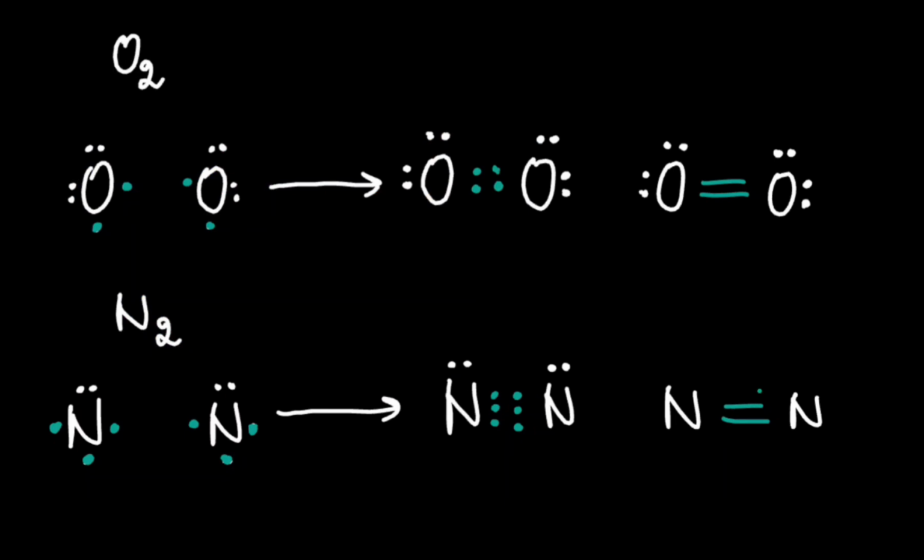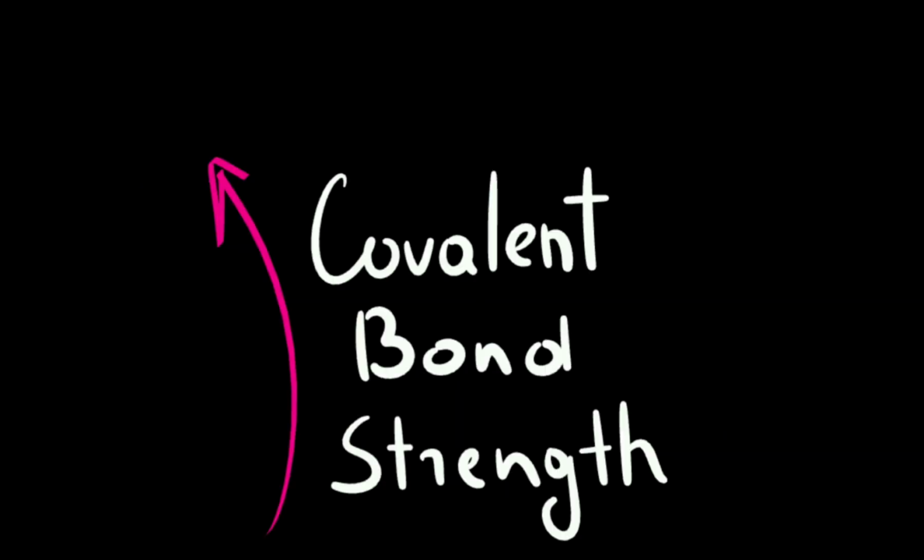That's the basic theory of how polar and nonpolar covalent bonds form and how they differ. If you'd like to learn more about bond strength and how atom size affects covalent bonds, be sure to check out this video.